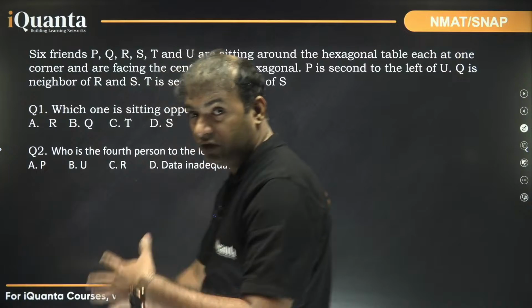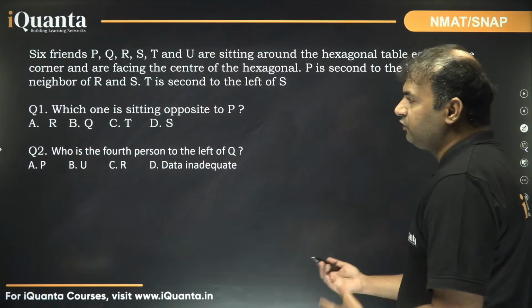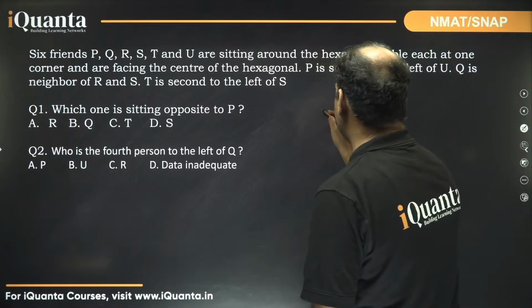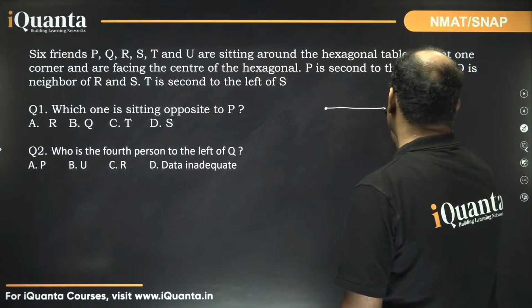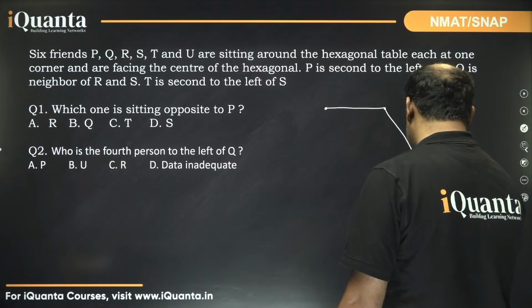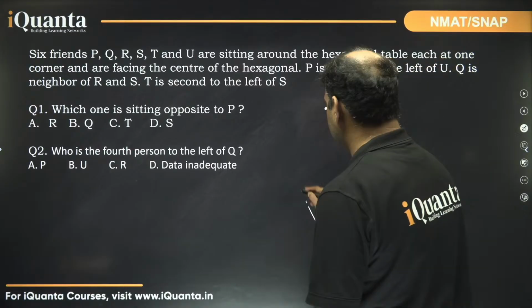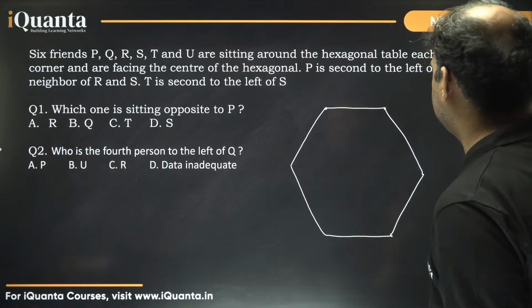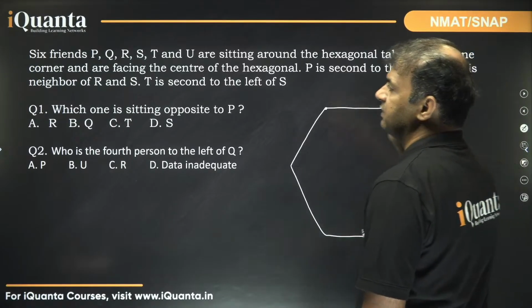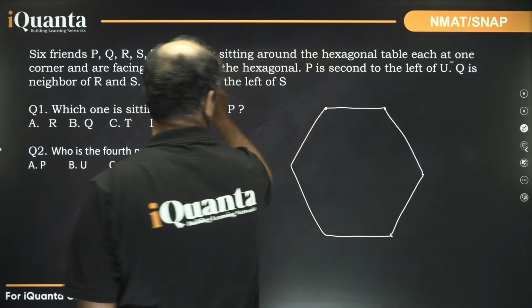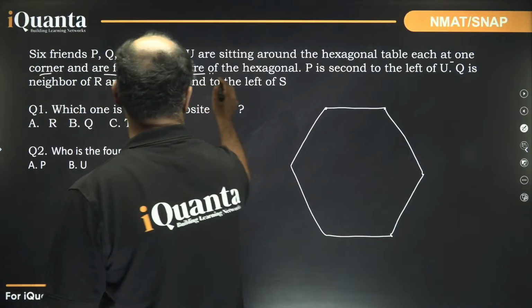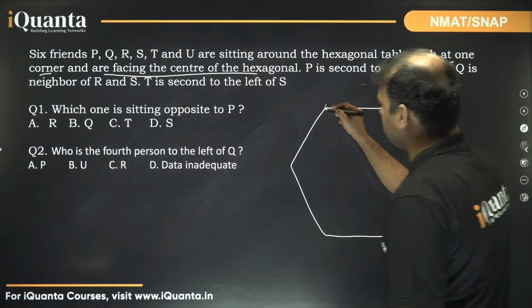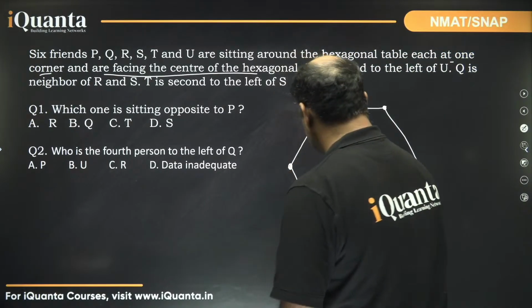I am giving it to you so that you can understand how we have to treat other closed figures, like square, hexagon, octagon, etc. So this is an easy set. Let me quickly solve it for you. Okay, so hexagon, 6 sides. They are saying that each person is sitting at one corner and facing the center of the table. We have to remember this, each person is sitting at the corner.